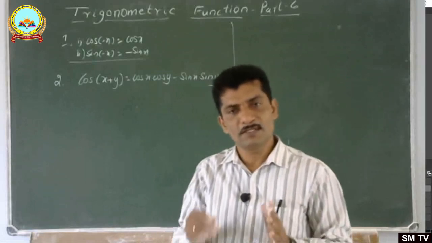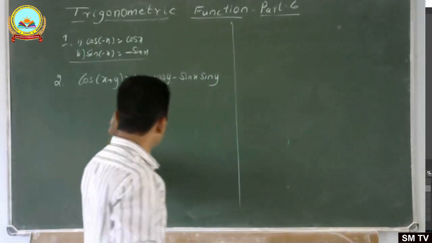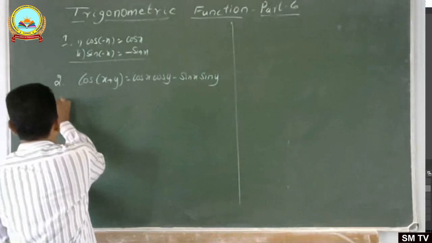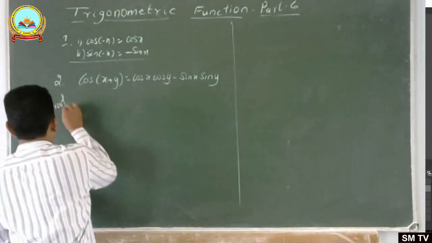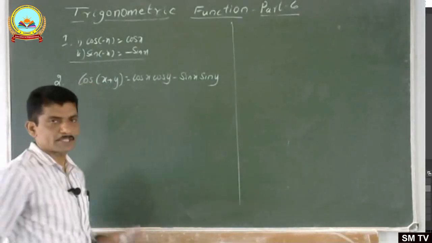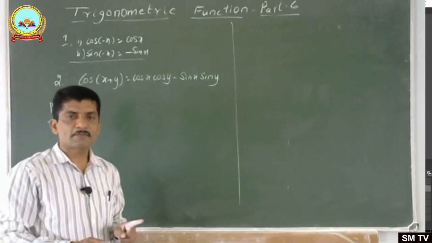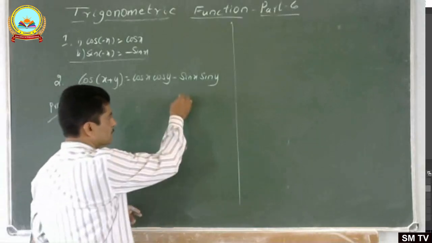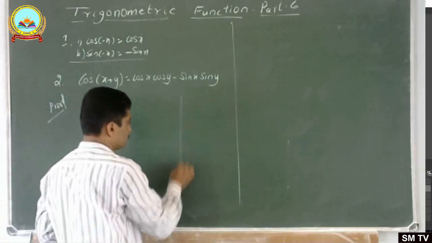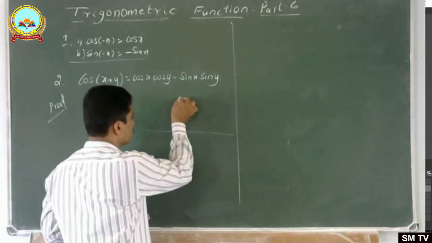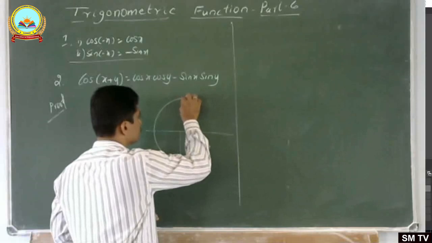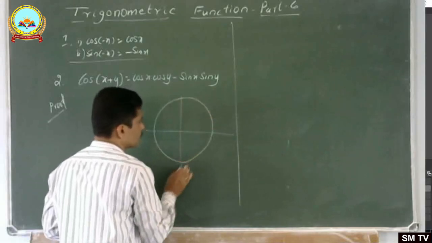We are proving it geometrically with the help of the unit circle. The proof is very simple. It will prove the 6 mark question with the help of the unit circle. Let us consider a unit circle, taking the unit circle with the center at the origin.